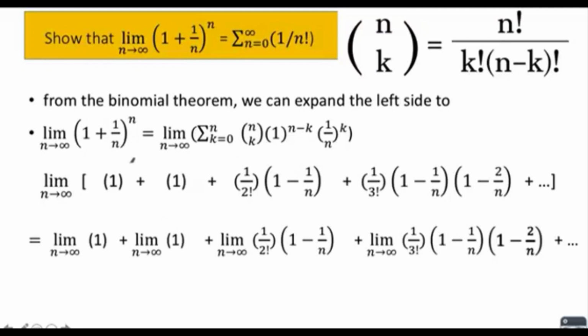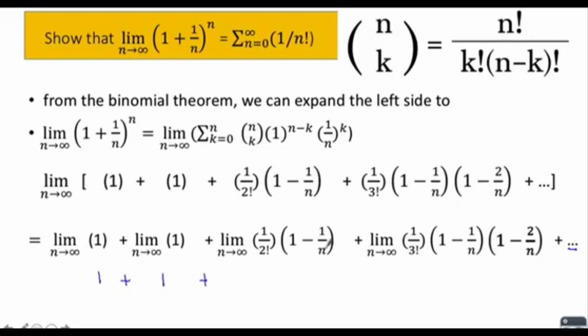The limit of 1, n is approaching infinity. And then the limit of the second term, the limit of the third term, the limit of the fourth term, and so on. Remember, this is an infinite sum as indicated by this ... So we are not stopping only at these terms. So what's the limit of 1 as n approaches infinity? Since there is no variable, the limit here is the constant 1. The same here, the limit is the constant 1.